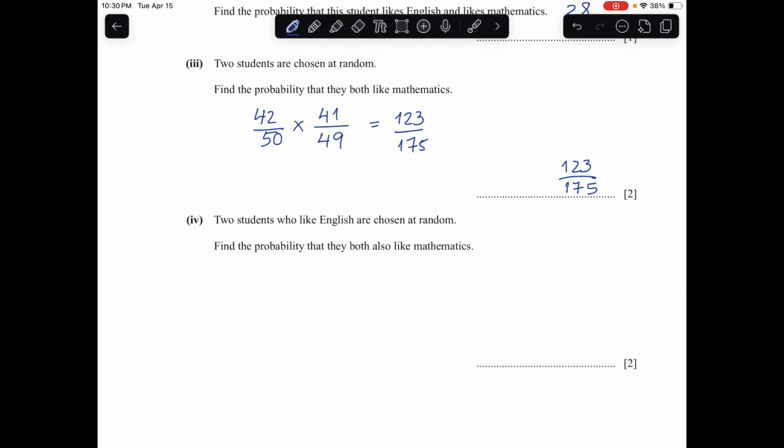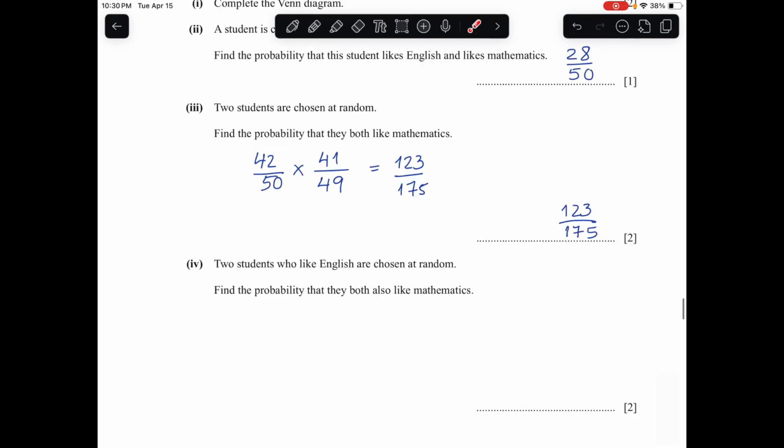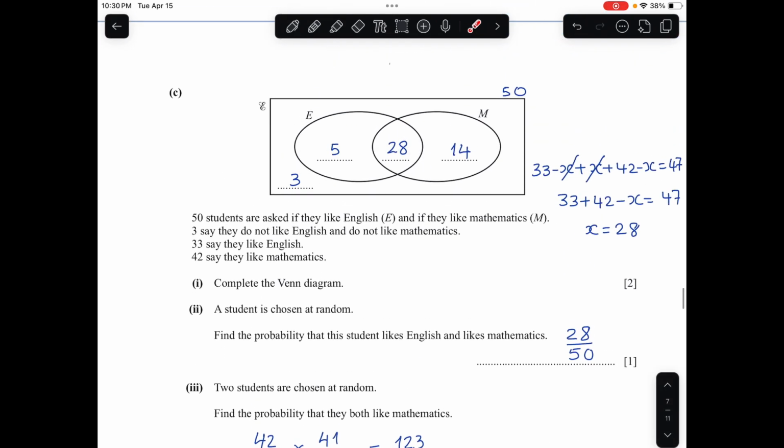Let's move on to part 4. Two students who like English are chosen at random. Find the probability that they both also like maths. So we're going to pick students from English. So we're going to pick from 33.